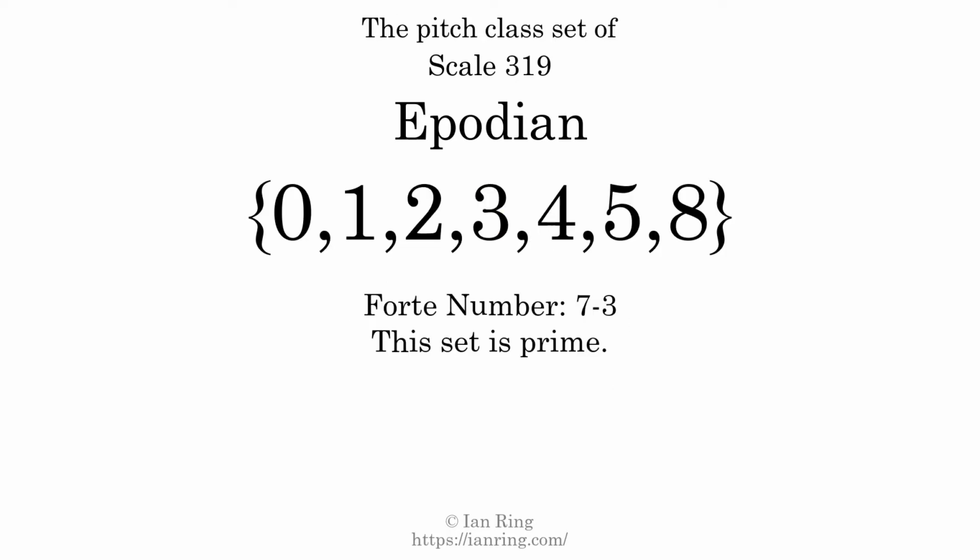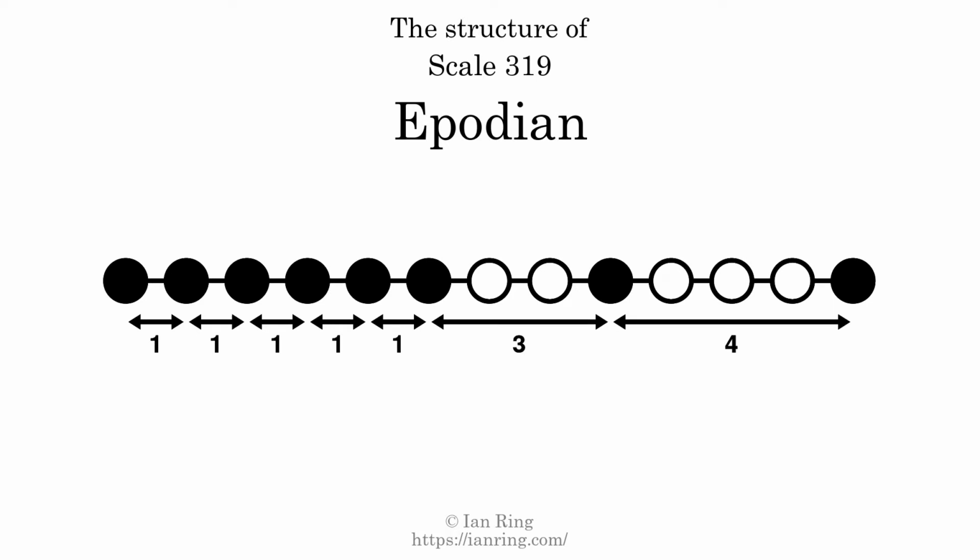The pitch class set for this scale is 0, 1, 2, 3, 4, 5, 8. The forte class is 7-3. This set is prime. The structure of a scale is a description of the interval distance between each successive tone. This scale has a structure of 1 1 1 1 1 3 4.